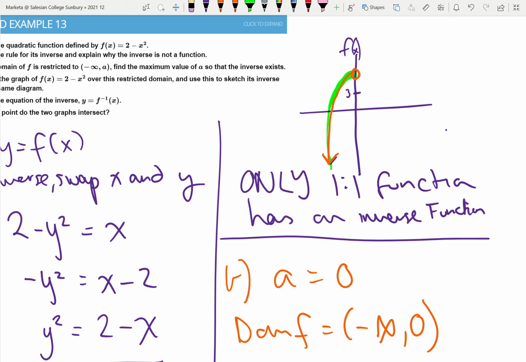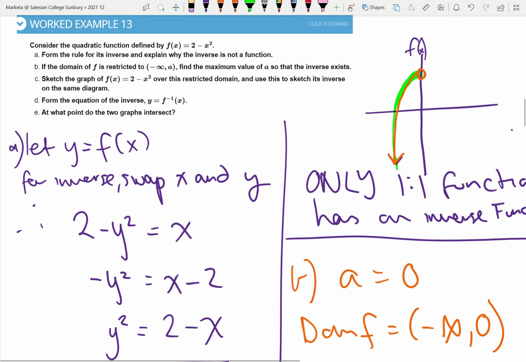So for every y value, you're going to have one x value. So for every x value, you're going to have one y value, I should say. Always say the x first. So we've found the value of a. Now we have to sketch the graph of f of x over the restricted domain. We've done that. And use this to sketch its inverse on the same diagram.